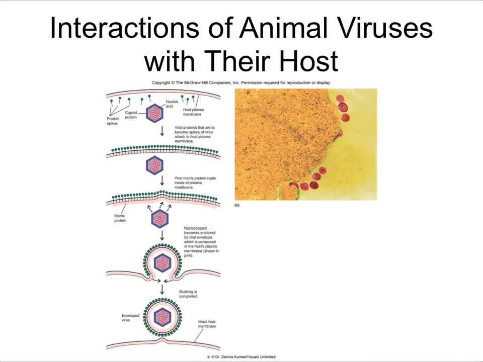Here is the process of an enveloped virus emerging. So you can see here, this is the naked virus particle, and it goes to the membrane, which is usually going to, by this point, be full of viral spike proteins. And on its way out, it's going to pick up some of that membrane with the viral proteins on it, and then become separated.